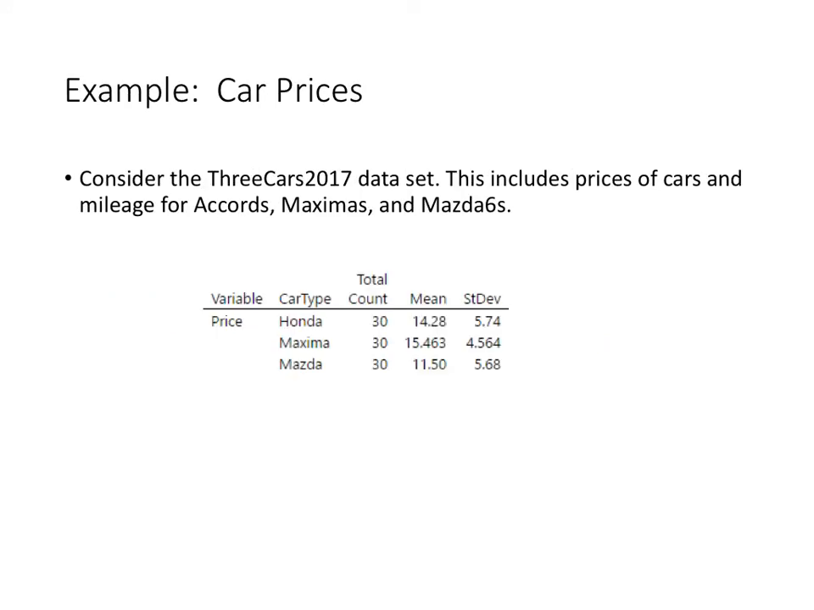The example that we'll look at in this section in Chapter 4 looks at car prices. The data set involves, in part, car prices for Honda Accords, Maximas, and Mazda 6s, and their average price and standard deviation are given in this table. The average prices are in thousands of dollars. We can see that there does seem to be a difference in average prices for the cars, and we might want to come up with a model to predict price that will include, in part, the type of car that we have.